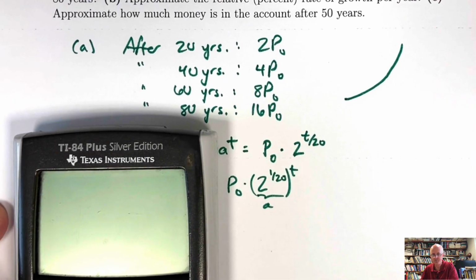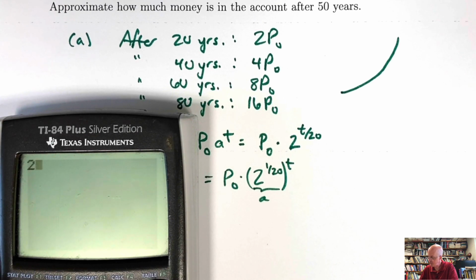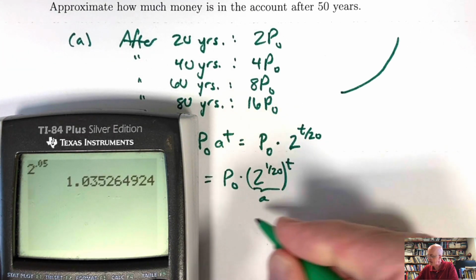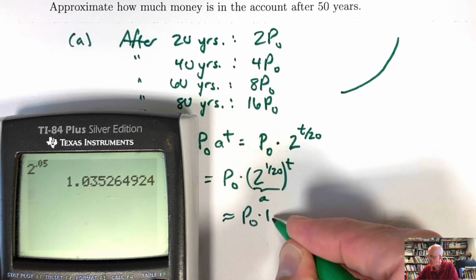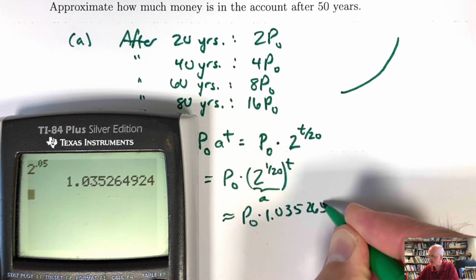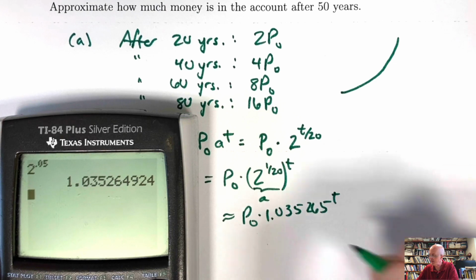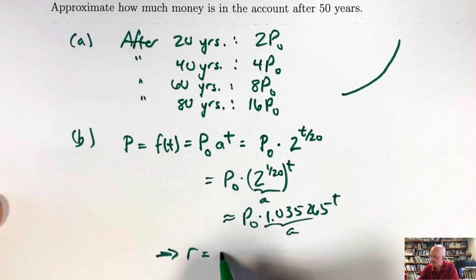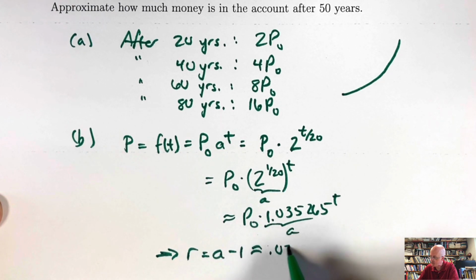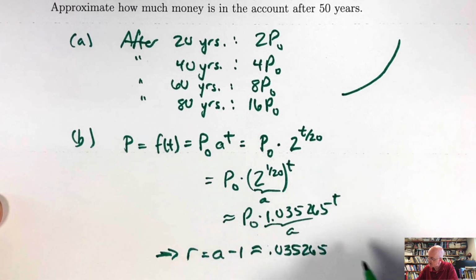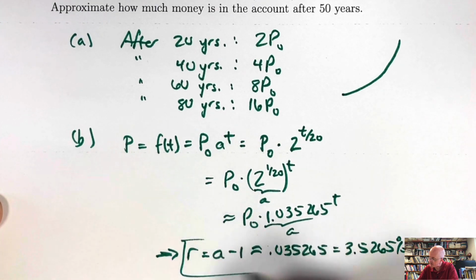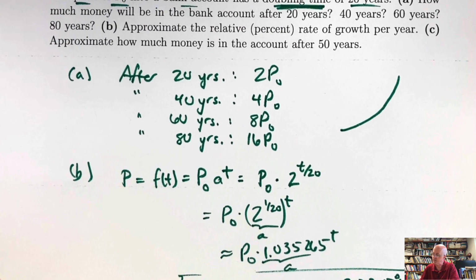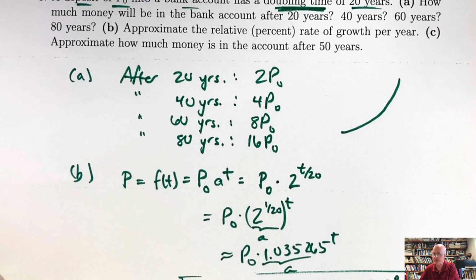So use technology. 2 to the 1 over 20 power is the same as 2 to the 0.05. 1 over 20 is 0.05. So this becomes approximately P0 times 1.035265, say, to the t power. That's the a, which means the r, a minus 1, is approximately 0.035265, about 3.5265%. That's the relative rate of growth per year. You could also call it a relative rate of change per year because it is positive.